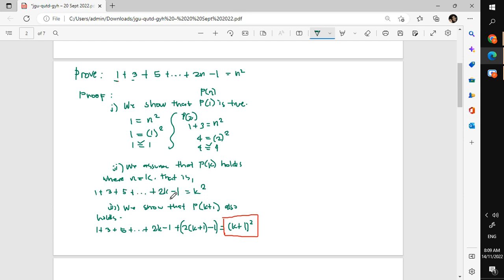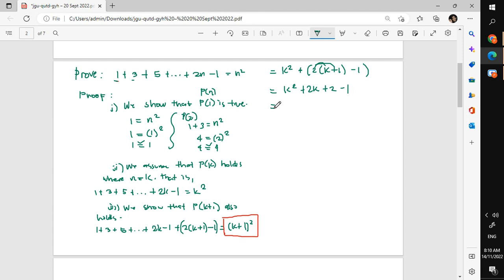So we will no longer write down the left side of the statement. Instead, we will write down k squared plus the term that we have added, which is 2 times k plus 1 minus 1. Now let us simplify. We have k squared plus, distributing this, 2 times k, that is positive 2k, 2 times 1, that is positive 2, minus 1.